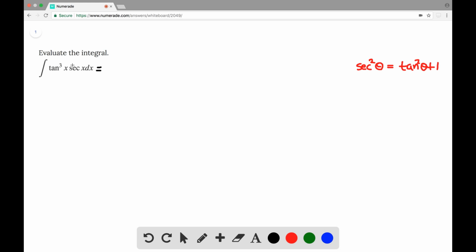Since the power on secant is odd, it's just 1 here, let's pull out a factor of tangent times secant outside of this integrand. So I have tangent squared x, and then here's the other power of tangent times our secant.